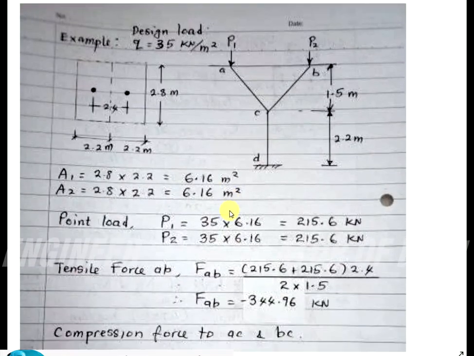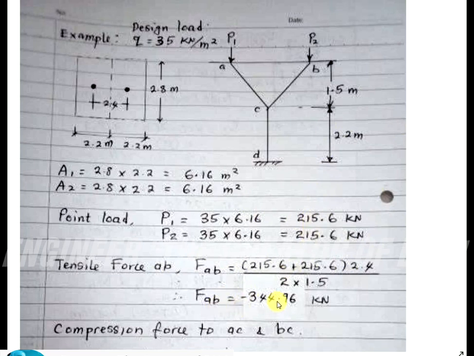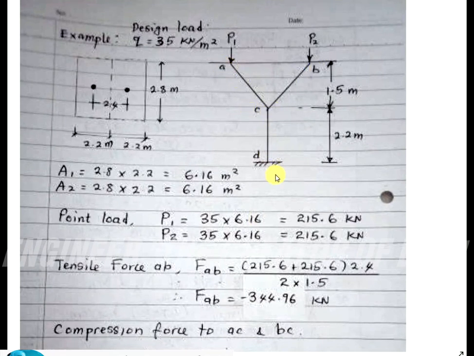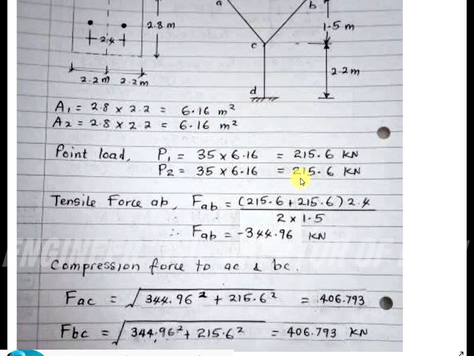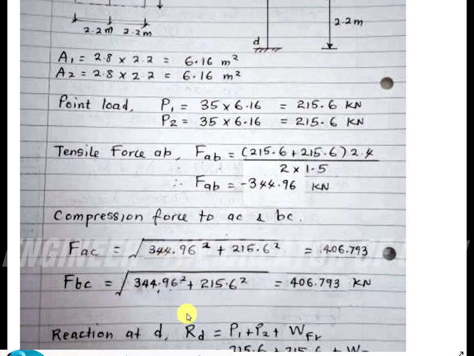We already said that tensile force FAB equals P1 plus P2 into 2.4, divided by 2 into 1.5. This is the value for this, and we can check the formula in the previous slide. Now we have to find the compressive force at A to C and B to C. We already found the tensile force, so the tensile force squared plus 215, that is P1, how much load. Same for FBC: tensile force squared plus only P2. So we can get the compressive force.